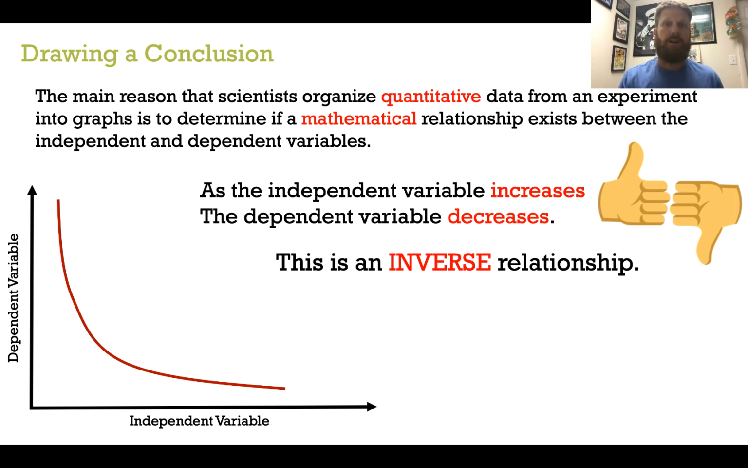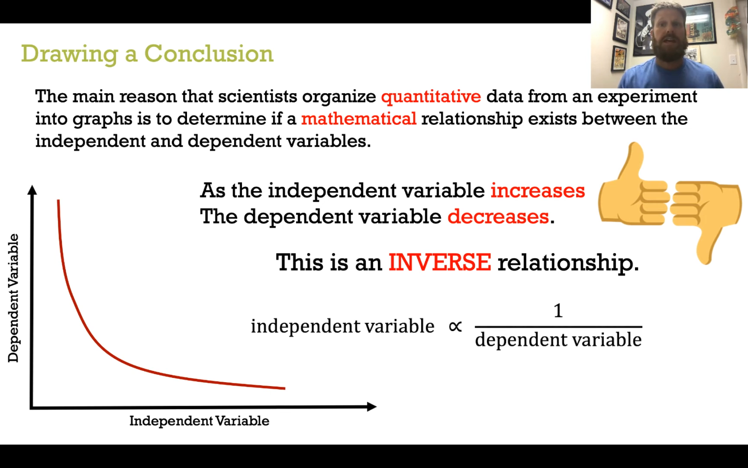The dependent variable is inversely related to the independent variable, which means a change in the independent variable results in the opposite change in the dependent variable. Another way to say this is that the independent variable is directly related to the inverse of the dependent variable.